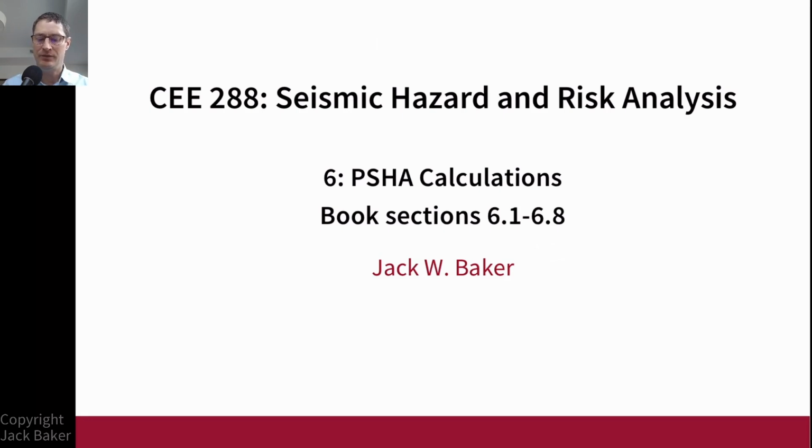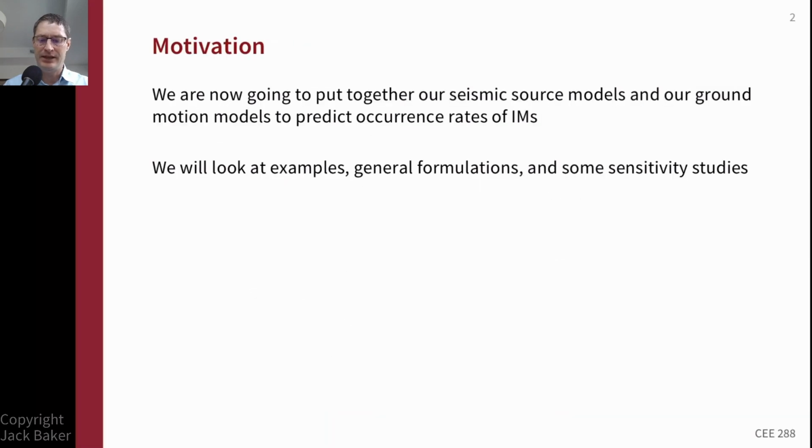All right, following along in the book, this is section 6.1 through 6.8, so most of chapter 6 we'll cover with some of the material here. To get started, we've talked previously about seismic source models and ground motion models. Those are inputs to these calculations. So what we need to do now is put those together, start looking at these formulations of how everything fits, look at some examples, and understand sensitivity to inputs as well.